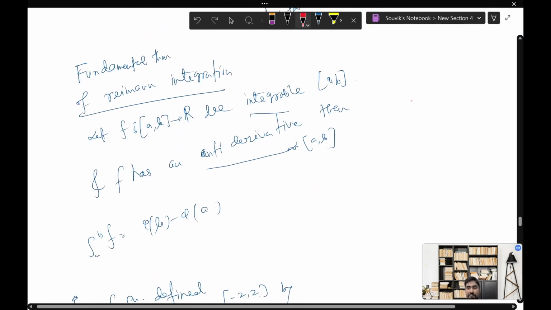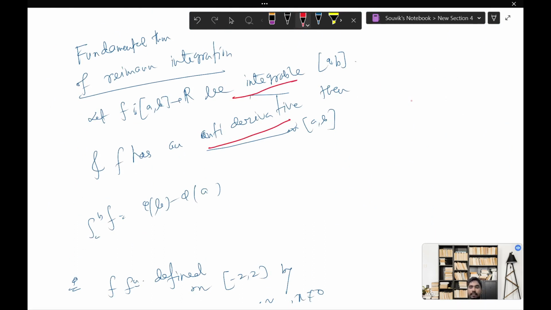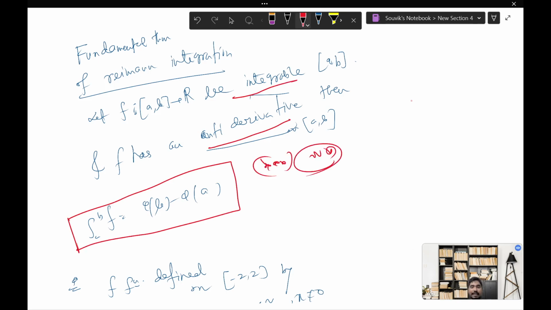Now there is something called the fundamental theorem of integration. The first thing is, if f is Riemann integrable and has an antiderivative, then this holds. This is known as the fundamental theorem of Riemann integration. Very, very important for examples.